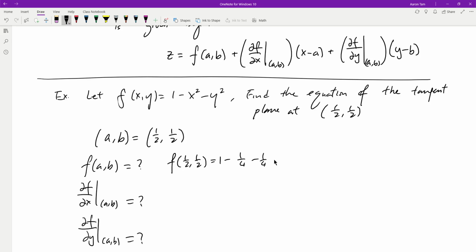So let's start with the easiest one. f of AB would be f of 1/2, 1/2. So therefore 1 minus 1/4 minus 1/4. That's 1/2, so that's easy. That's my first number.